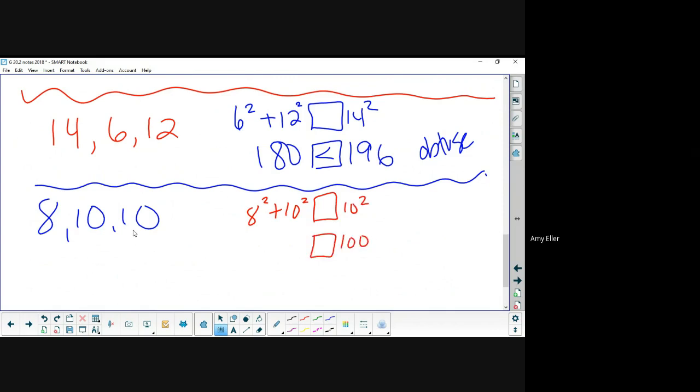Hey, you guys can do this one without a calculator. Think about it. 10 squared is 100. You have 10 squared here. What's 8 squared? So 8 squared and 100 is going to be 64. 164 is greater than 100. Jacob, what kind of triangle would that be? Yep.